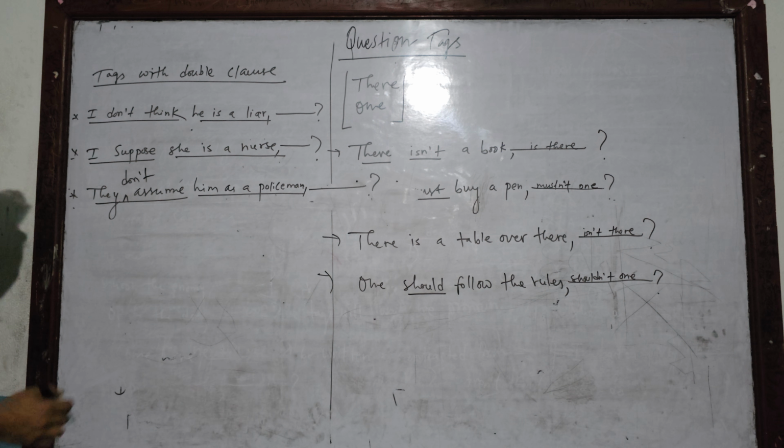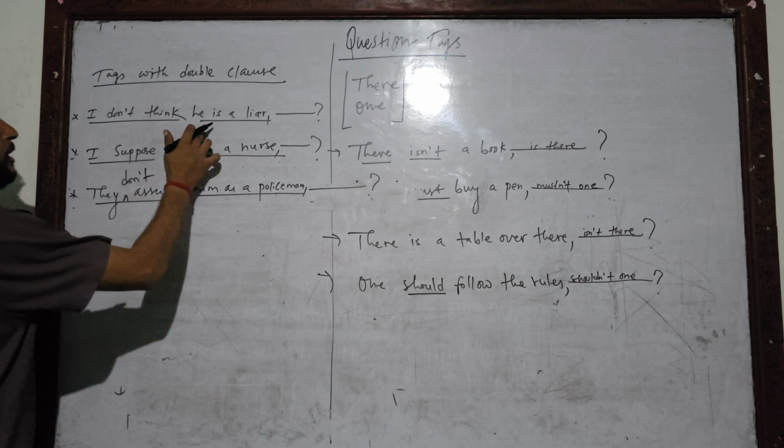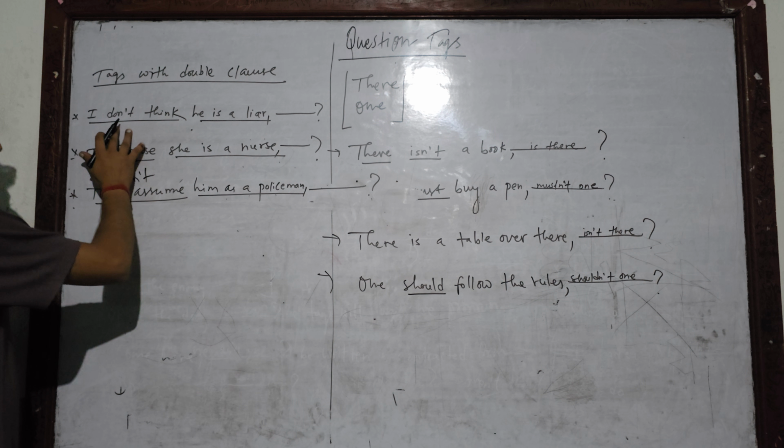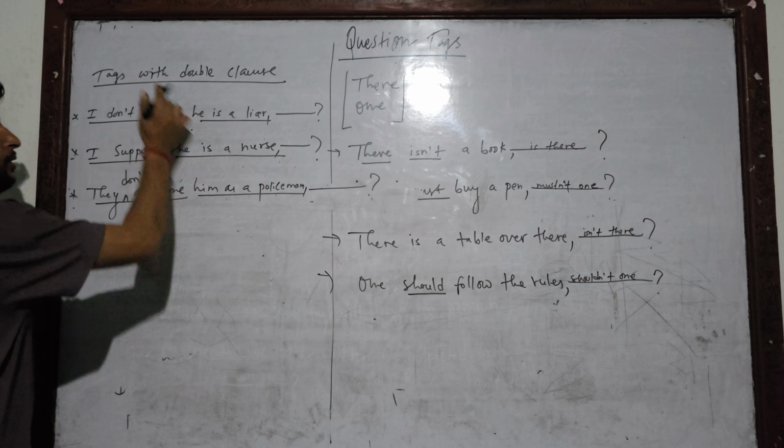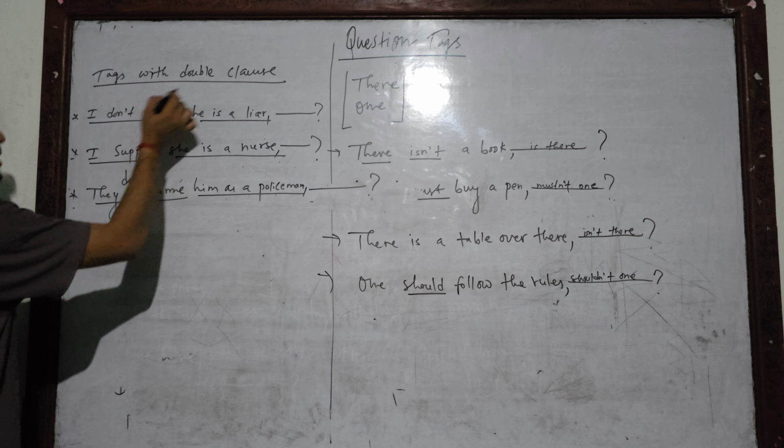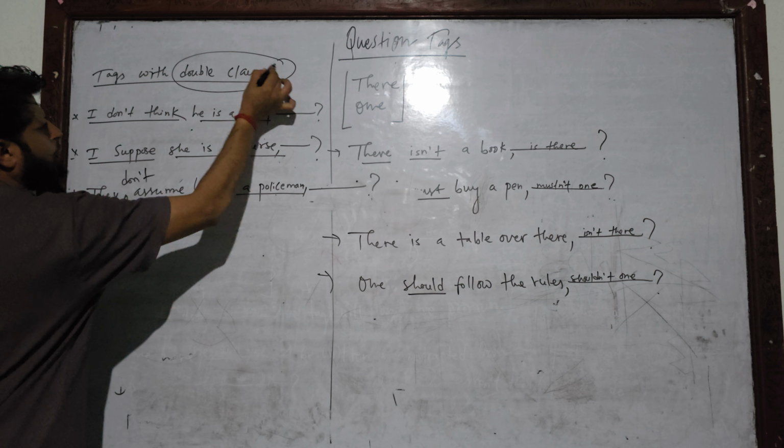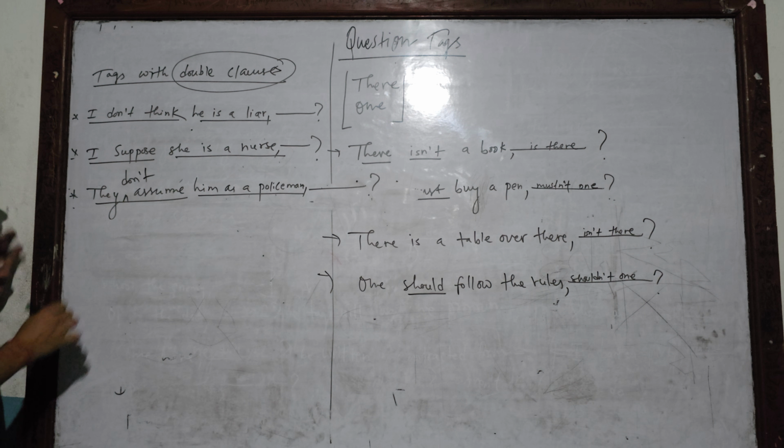Okay. So what you do here is, I don't think he is a liar. This is the first clause. This is the second clause. Okay. So what are we doing? We are doing double clauses. What do you write? Double clauses here.